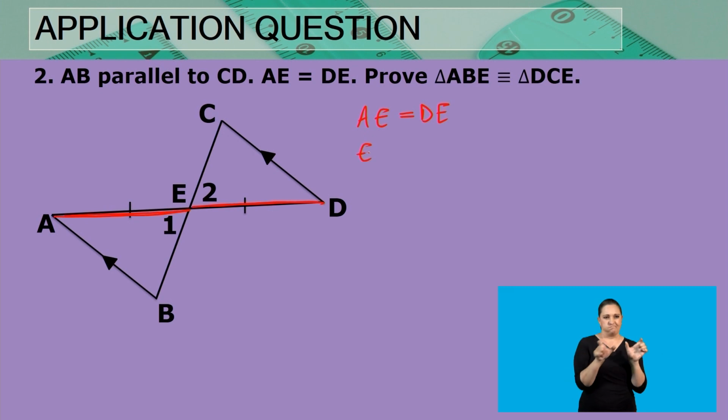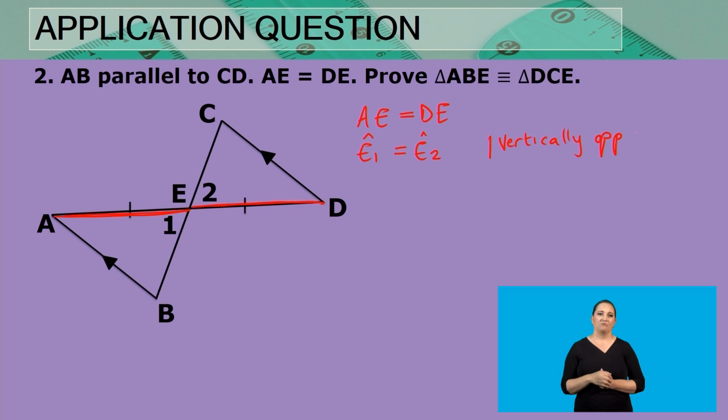We also have E1 equals to E2, and the reason why we are saying that is because they are vertically opposite angles. Now you remember, how do we identify the vertically opposite angles? The vertically opposite angles share a common vertex and they are on opposite sides of that common vertex, but most importantly, they are formed when two lines intersect. So when two straight lines are intersecting, then they form those angles there. So we can see there that E1 is equal to E2.